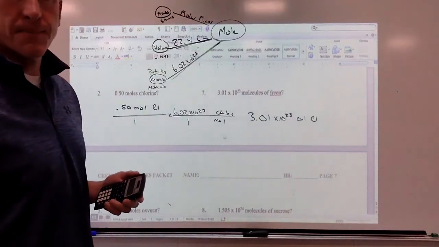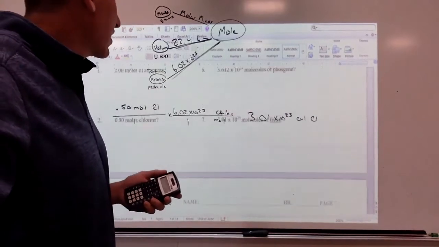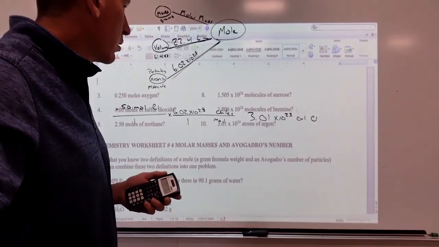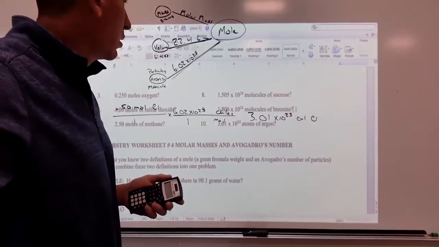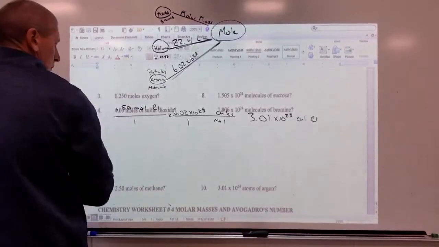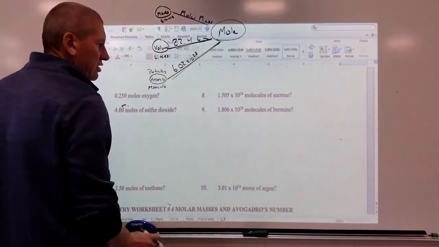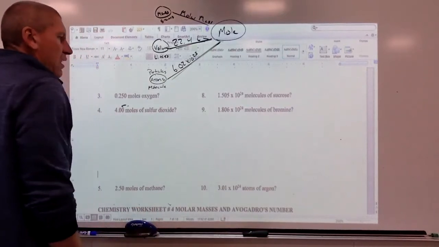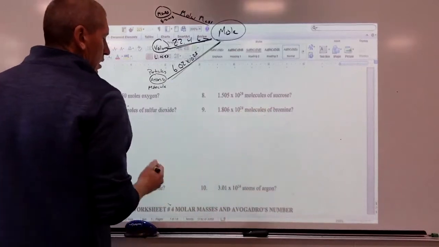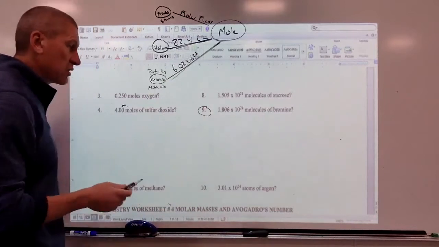All right. Let's do one more of these, and then we'll take our next step. So I'm going to go up here where we have, say, a line. So let's do this one. I have 1.806 times 10 to the 24th molecules of bromine, and we're trying to find out how many moles in this case. So we're doing number 9 here, this one. Okay, you have this paper, you can take a look at this.